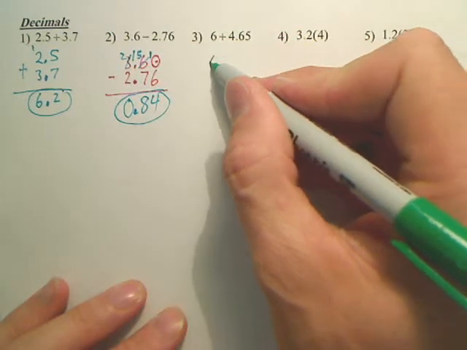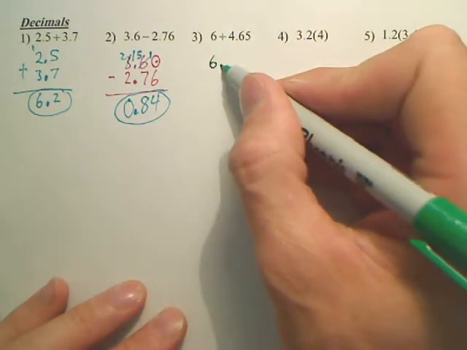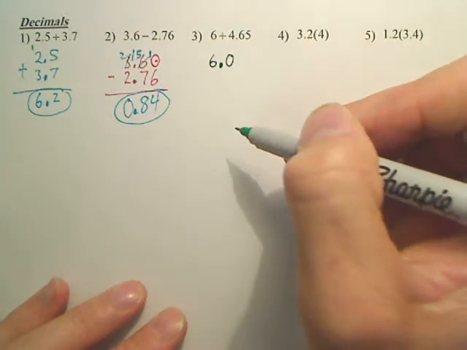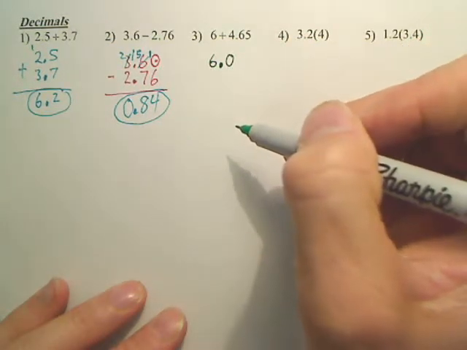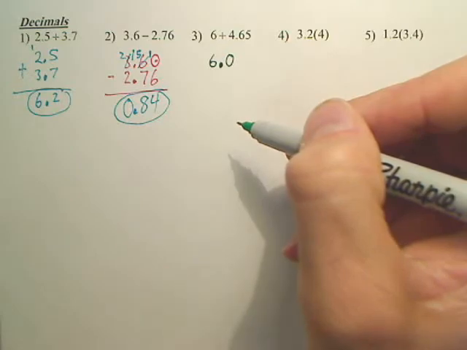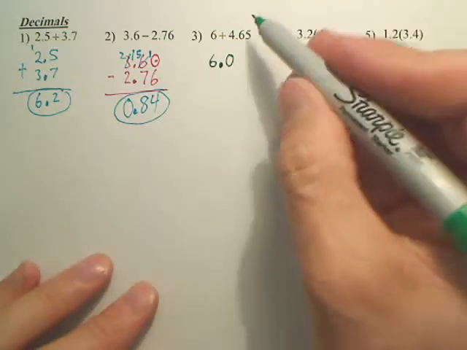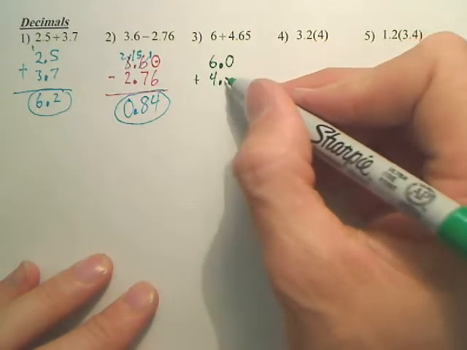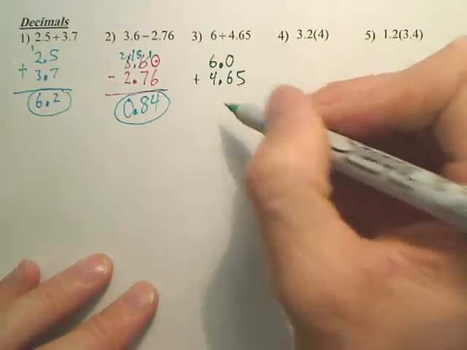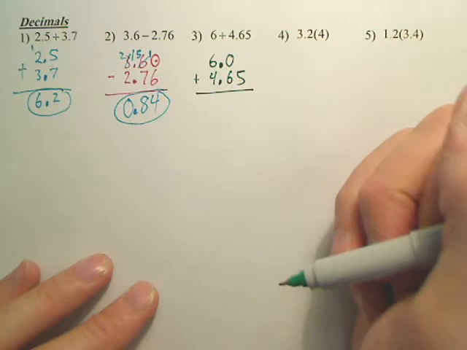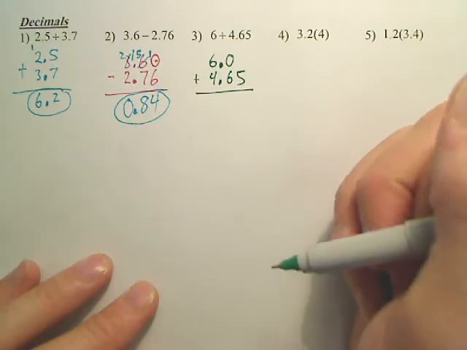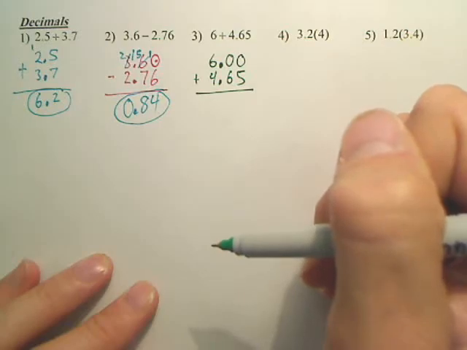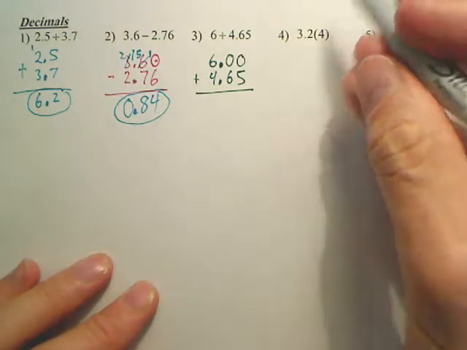This one, 6. There's no decimal, but can I put 0.0? $6 is 6.00 if you want. And then 465, well, I'm adding 4.65. Can I put one more 0? Just so I have things. And then we add down.